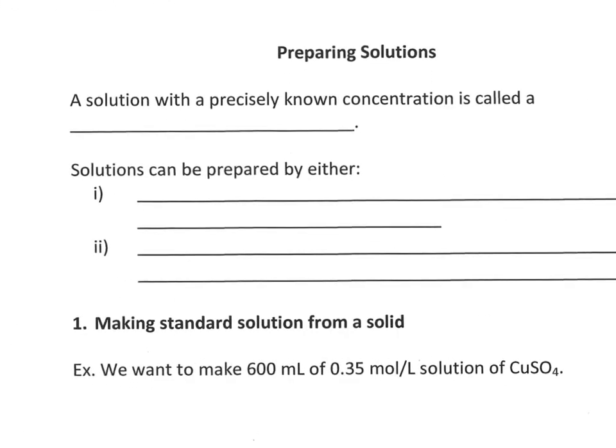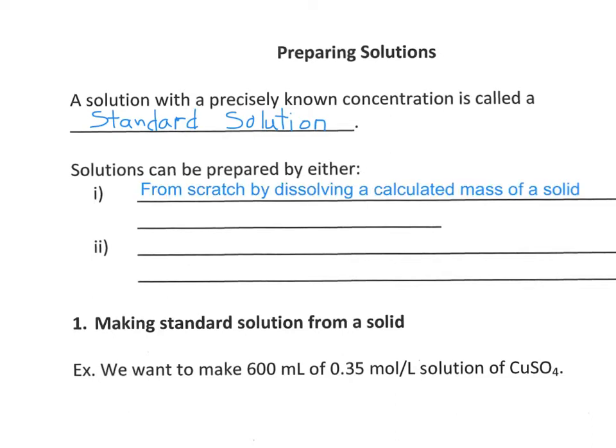So in chemistry, a solution with a precisely known concentration is called a standard solution. Standard solutions, or solutions in general, can be prepared two different ways. I want you to think about solutions you make at home, because the two different ways we make solutions in chemistry are exactly the same ways you would make solutions at home, maybe in your kitchen.